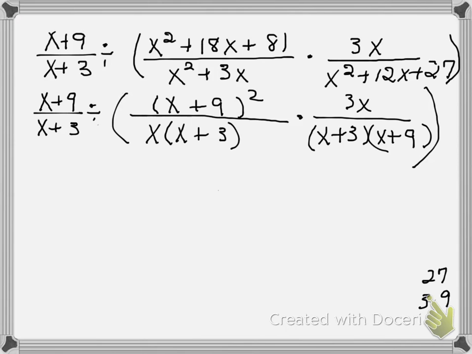Now check it mentally by FOILing. x times x is x squared. Outside is 9x, inside is 3x. That gives me my 12x plus 27.